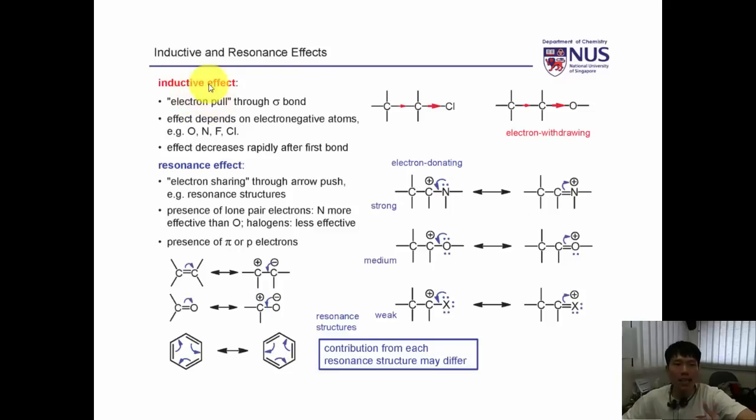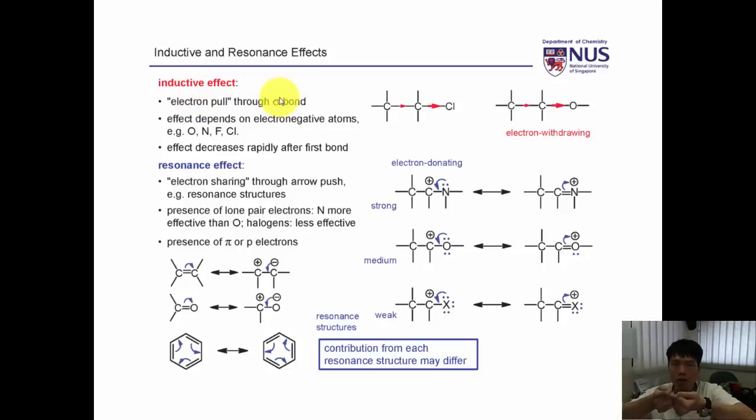So what are the inductive and resonance effects? For the inductive effect, we have a group that will push or pull electrons through the sigma bond. Remember that the sigma bond is the first covalent bond that's formed between two atoms. The first one. The second and third covalent bonds that are formed are called pi bonds. For the inductive effect, what matters is the sigma bond.